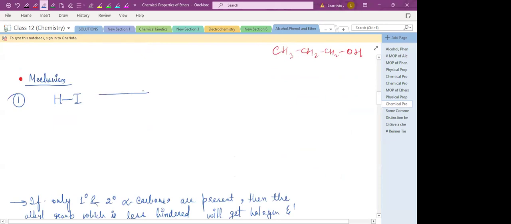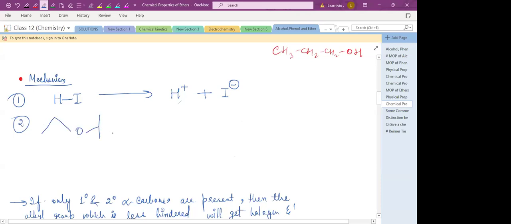So HI will dissociate, this halogen acid. It will dissociate and give you H plus and I minus. I minus because iodine is electronegative and the hydrogen is electropositive. So this will pull the electron density towards itself and इसके पास क्या आ जाएगा charge? Negative charge. This hydrogen will acquire a positive charge. First step.